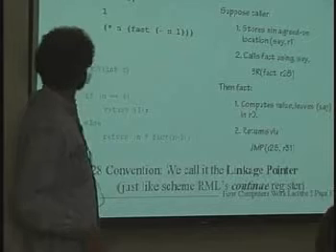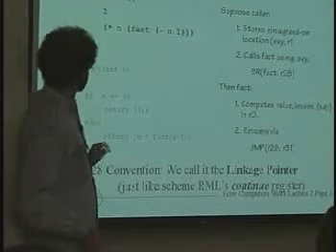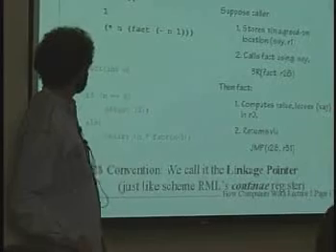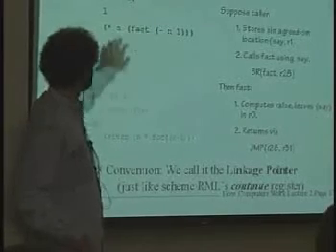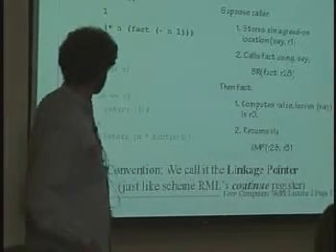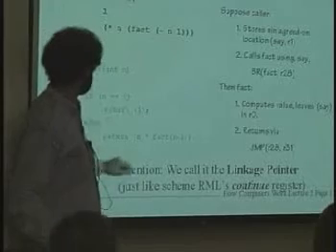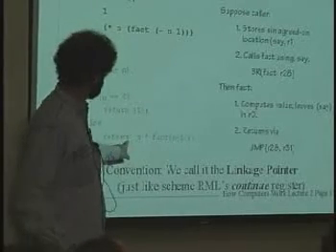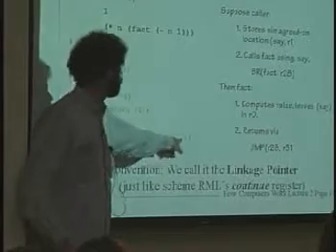Curly braces as opposed to the parentheses in Scheme. If n is equal to 0. So here again, it's an infix as opposed to the prefix that you see in Scheme. Anyway, check if n is equal to 0. If so, return 1. Otherwise, you return n times fact of n minus 1.